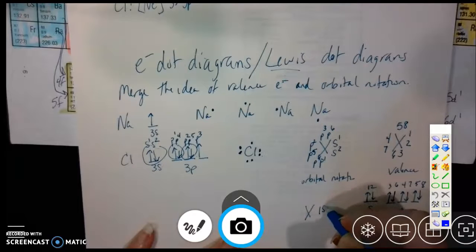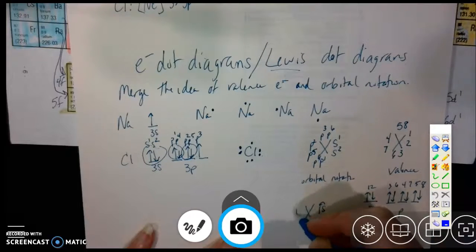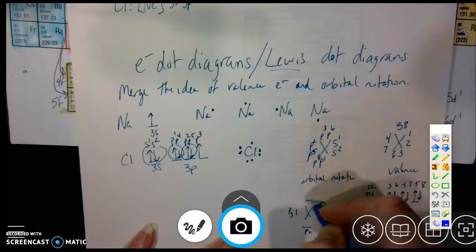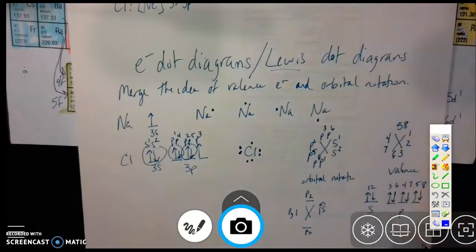Another way of looking at this is the s orbital. This side here is the s. This side here is the px. This side here is the py, and this side here is the pz axis. So it's again kind of summarizing that three-dimensional space idea.